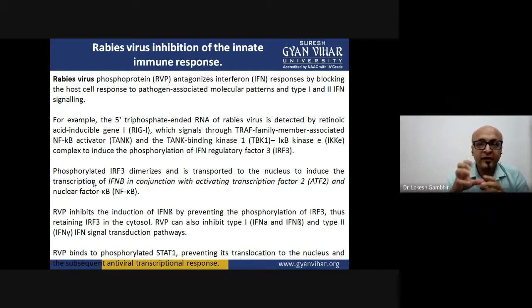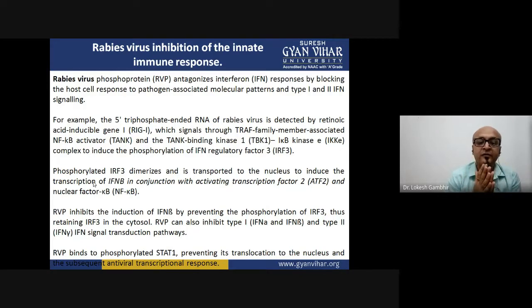So the phosphoprotein, which we studied in this lineup of all the 5 proteins, what we are calling RVP, the rabies virus phosphoprotein, is actually responsible for antagonizing this particular interferon response. It blocks the recognition of this virus by the pattern recognition mechanism, and it blocks the synthesis of these interferons. So the responsibility of evading the immune response is taken care of by its small protein called phosphoprotein.